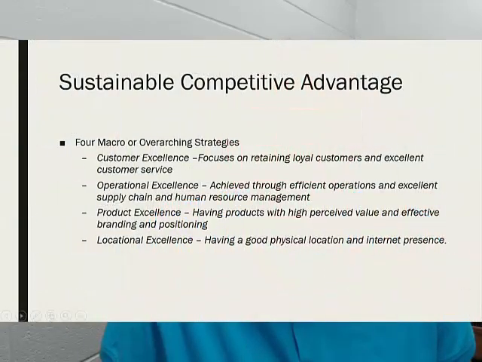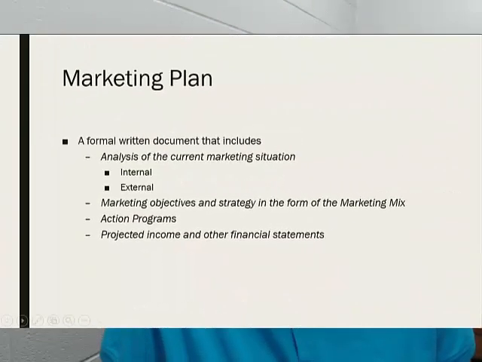There are 4 overarching strategies in a sustainable competitive advantage: 1 is customer excellence, 2, operational excellence, 3, product excellence, and 4, location excellence. A marketing plan is a formal written document that includes the analysis of the current marketing situation, internal and external. It has the marketing objectives and strategy in the form of the marketing mix. It defines action programs and gives projected income and other financial statements.